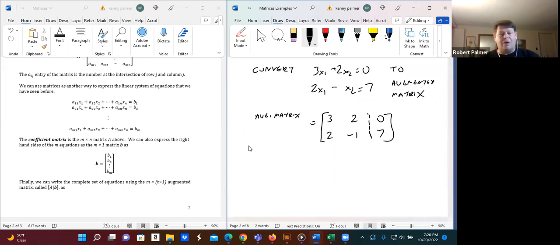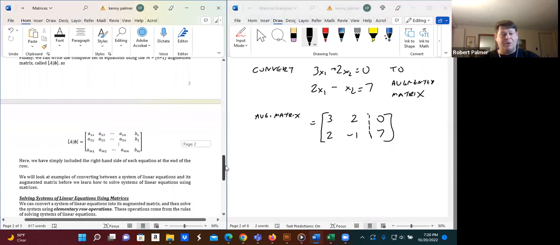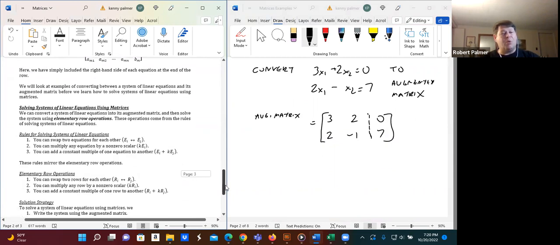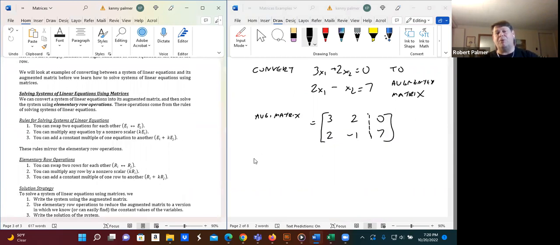Now, once you have an augmented matrix like this, you can read some of this on your own if you like, we can actually solve equations this way. We do what's called row operations.